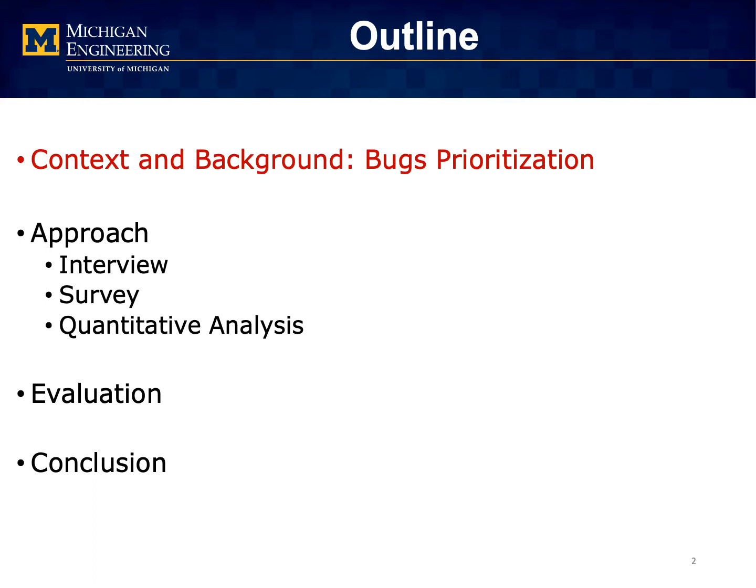The outline of this work: I will start by talking about the context and the background of this work, bug prioritization. Then I will talk about the approach, then the evaluation of this work. At the end, I will summarize this contribution and discuss some future work.